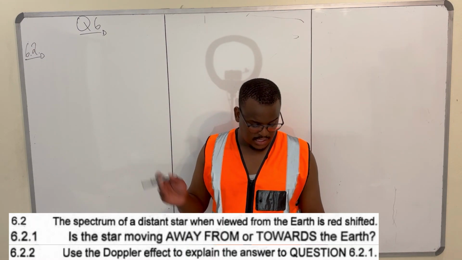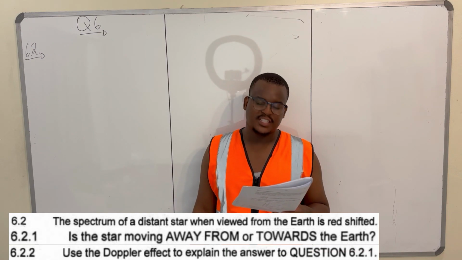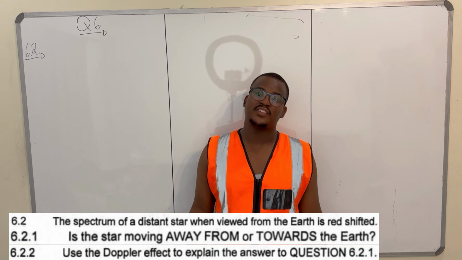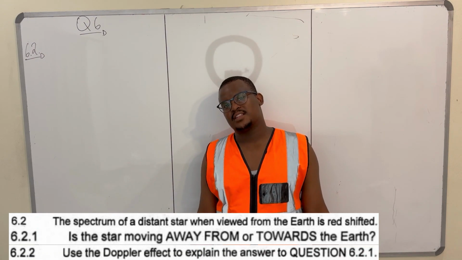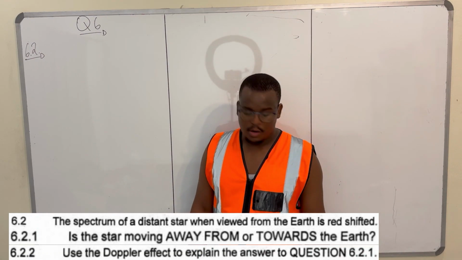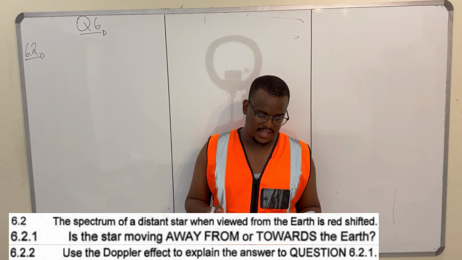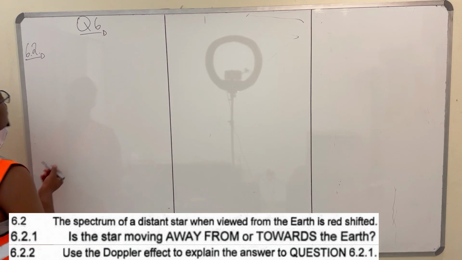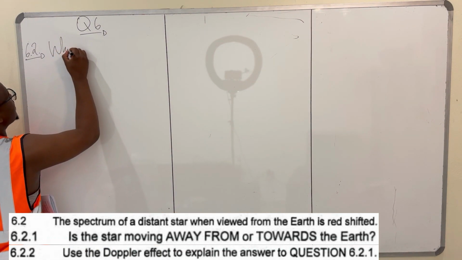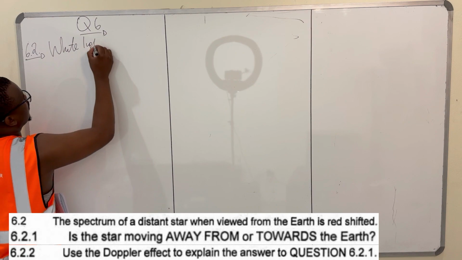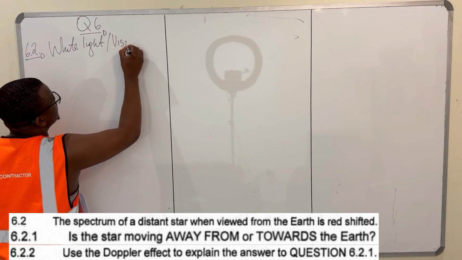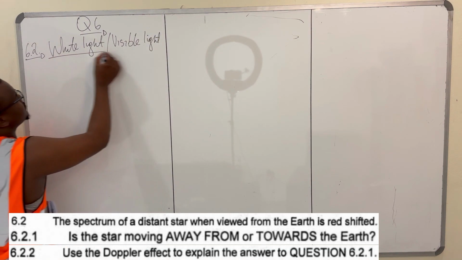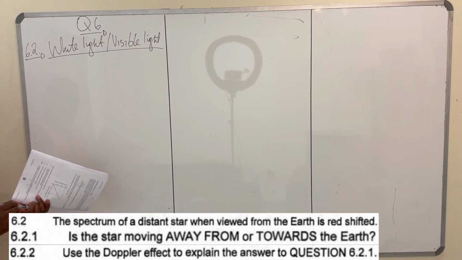Okay, so I'll try just to explain what this spectrum thing means. I can give straightforward answers, but that might not make sense to you. So I'll try to explain this and then see what this thing means. So, what I'll talk about is white light or visible light. Same thing, right?